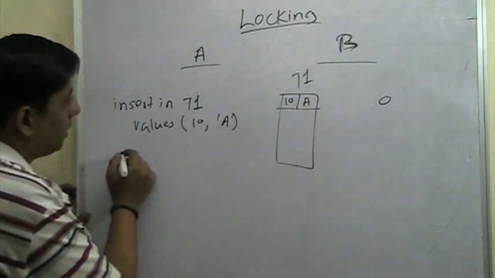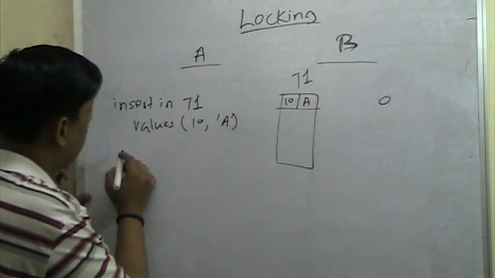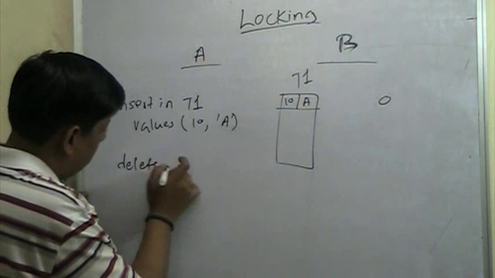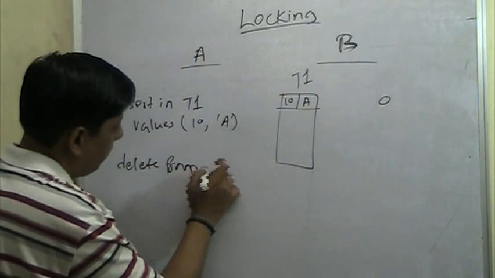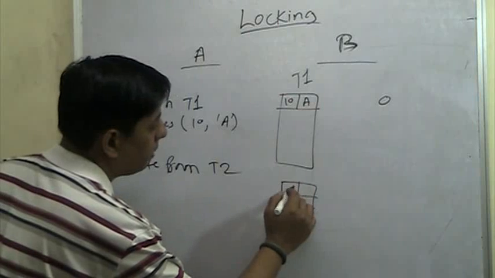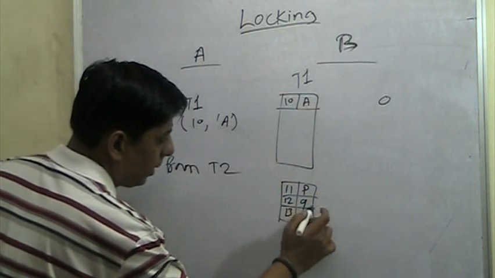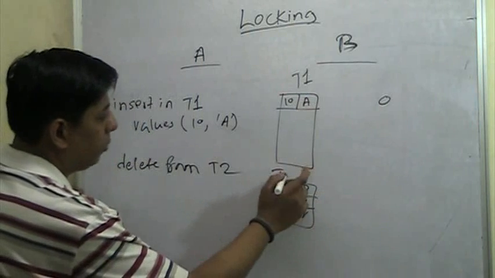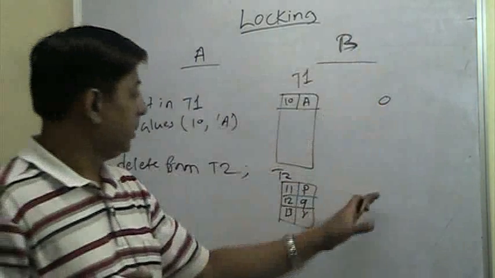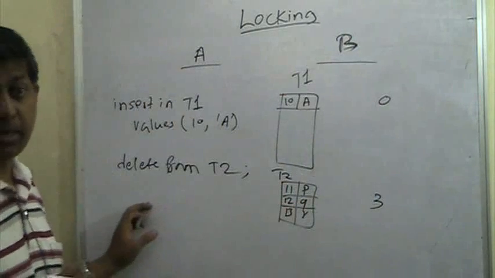Now this guy comes in and says delete from T2. T2 is another table, and there are currently 3 rows there, 11, 12 and 13, P, Q, R. These are the rows in T2. Delete from T2. This guy comes in and says select count star from T2. What will he see? 3, because this guy has not yet committed.